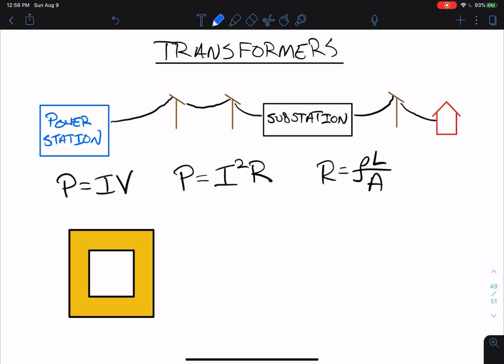And what you do is you bring a wire in and you wind it around one side of the transformer like so. And then you do the same thing on the other side. Now, I want to mention, I said it's a block of iron, but the important thing is that it's a magnetic material. And that's why they choose iron, because iron is an excellent magnetic material.